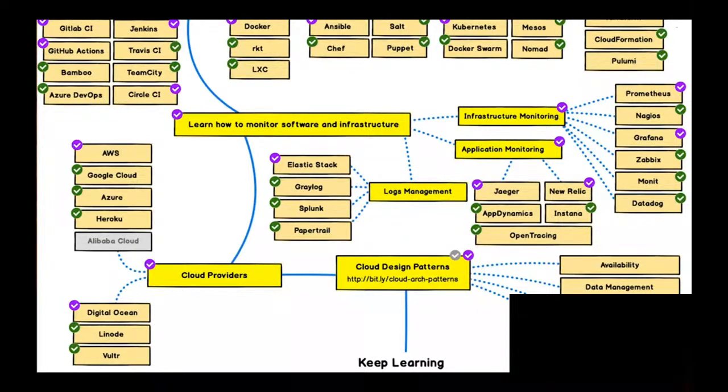Cloud computing plays a vital role in the DevOps roadmap nowadays. Teams should build a knowledge base about managing applications on cloud platforms like AWS, Google Cloud, Azure, Heroku, and so on, and should also be familiar with cloud design patterns like availability, data management, design, and implementation, etc.